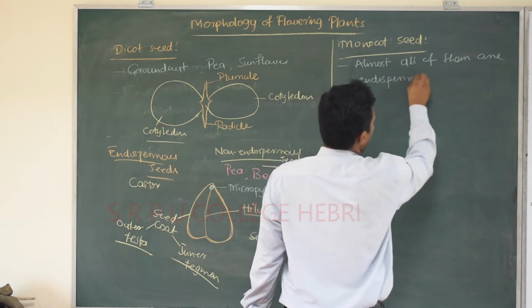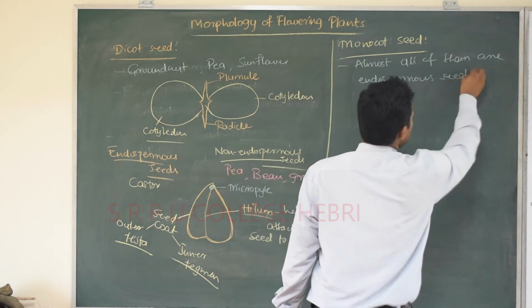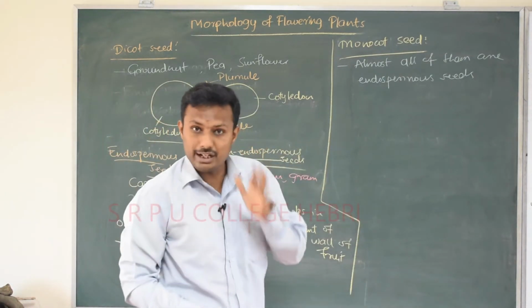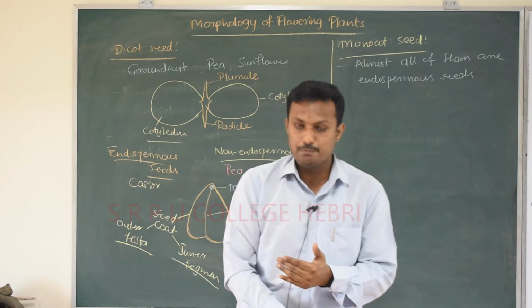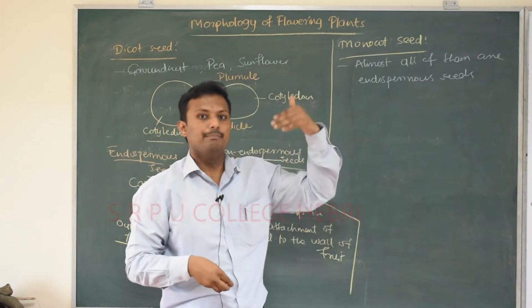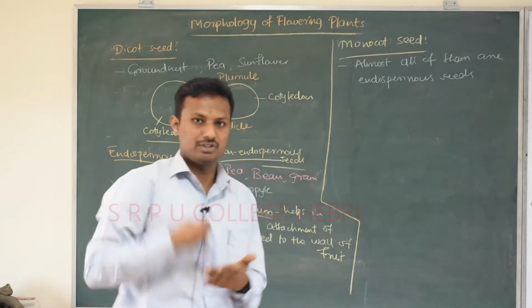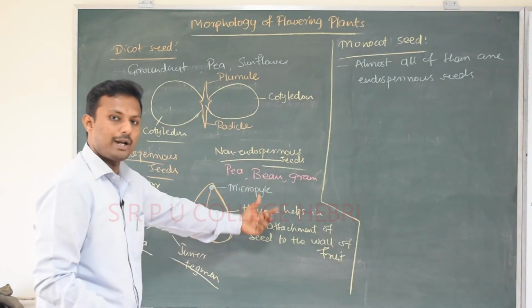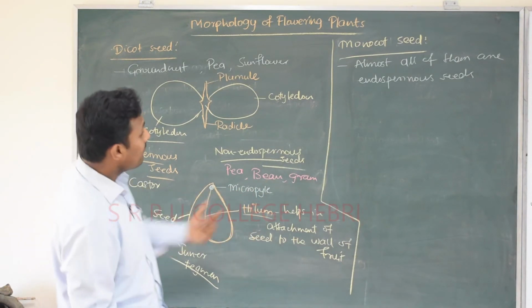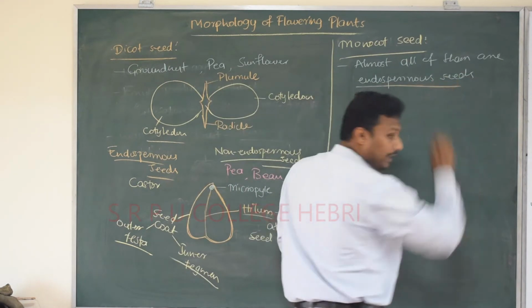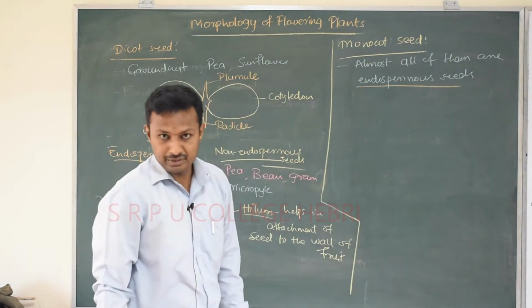They are all endospermous seeds. See, in the case of the dicot seeds, we had observed what? Some of the dicot seeds may have the endosperm till the germination of the seed, right? Some of them may lose the endosperm even before the germination. And that is why we can classify the dicot seeds into non-endospermous and endospermous. Whereas in the case of monocot seeds, almost all of them are endospermous seeds only, right?